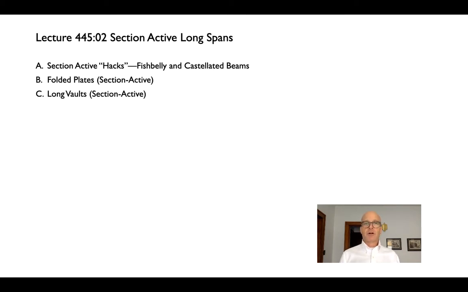And we'll also look at what are called castellated beams, which are beams where there's fabrication done typically to a steel W shape that turns it into a much more efficient use of its material.